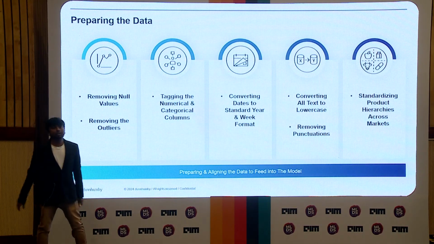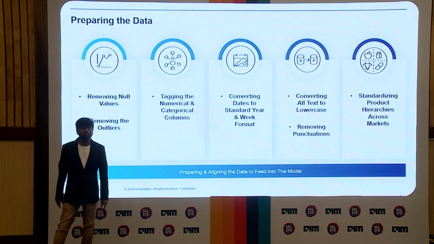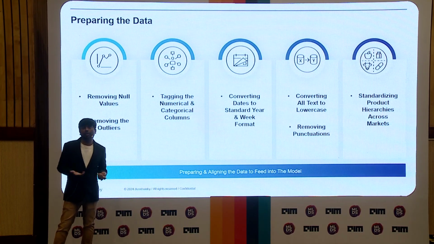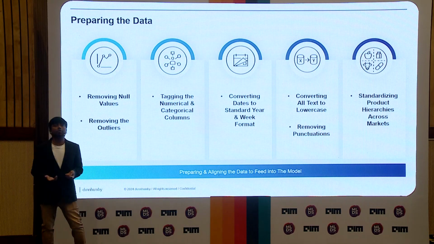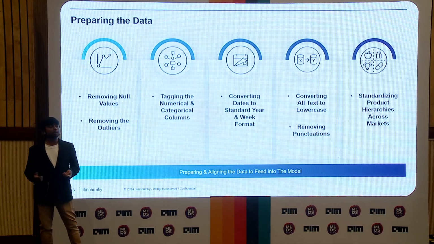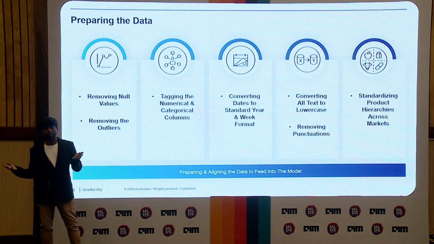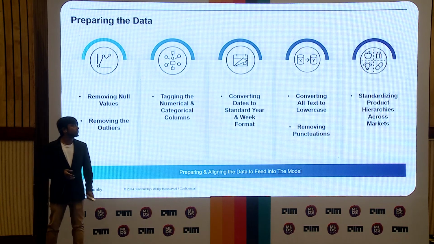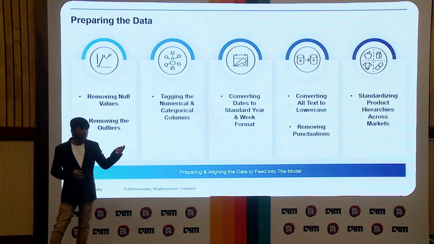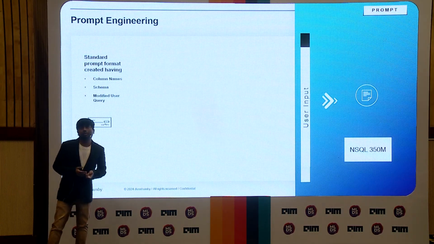First, we have the usual data preprocessing. As you all know, every organization will have challenges with the available data, like having a lot of null values, a lot of outliers, inconsistencies in the numeric and text data. So we fixed all of these issues, and we created a cleaned and transformed data frame to feed into the model. After doing this, we proceeded to the next step, which is prompt engineering.